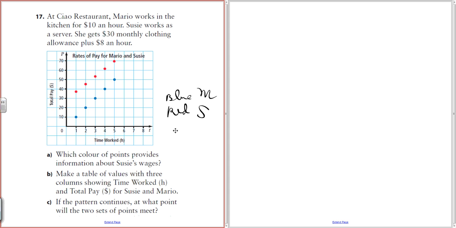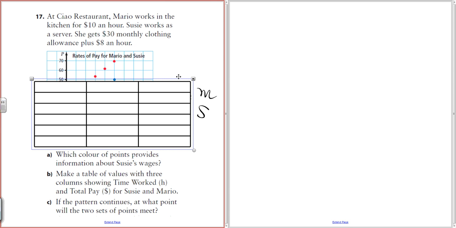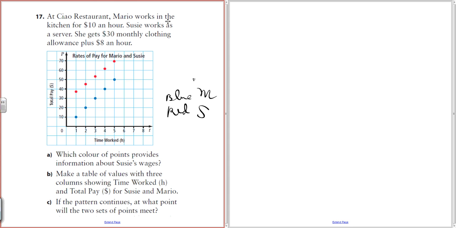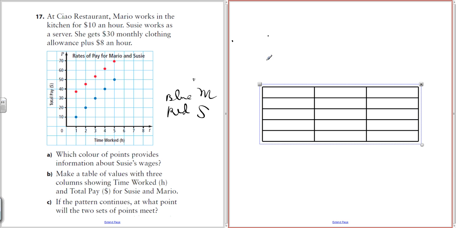It says make a table of values with 3 columns showing time worked and total paid dollars for Susie and Mario. So I'll take my little thing here and I'll go, I don't know, that many seems good. Actually, no, let's not do it there. Let's delete that for a second. Okay, let's go over this page and put it here. So I'll drop it in here. We'll go again, 3 columns and that many. And we'll label it time worked.